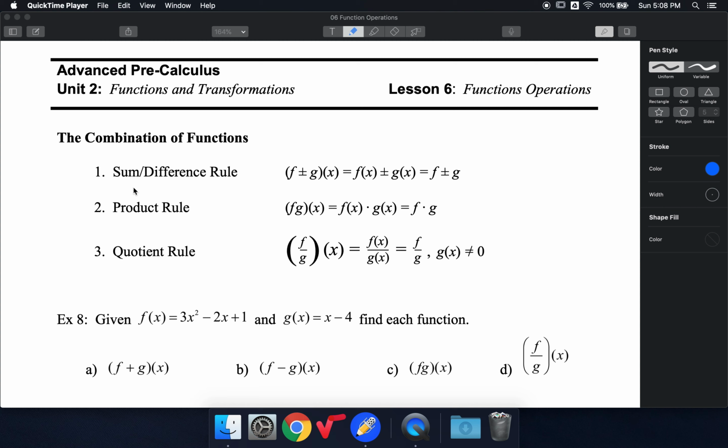So just like with numbers, we can do our basic arithmetic on functions as well. So we can find the sum and difference, product, or quotient. The thing is we need to pay attention to notation because there's a few different notations we could see.